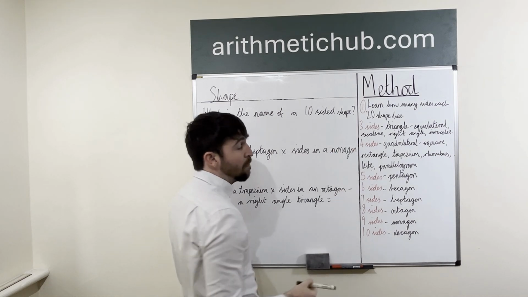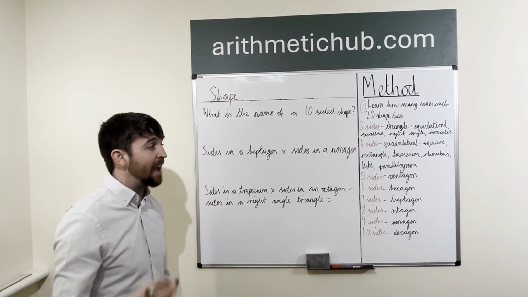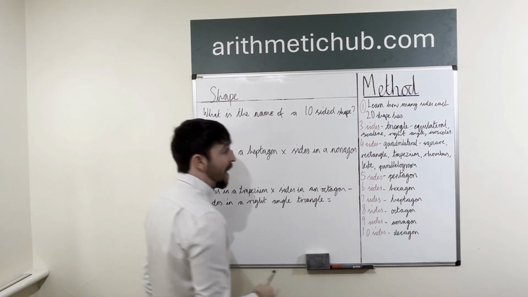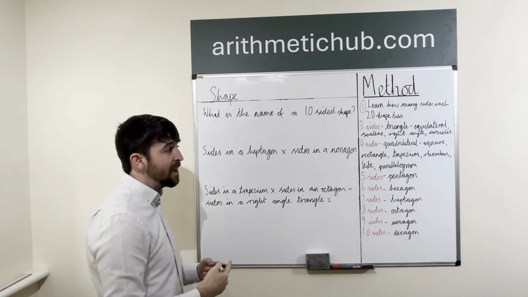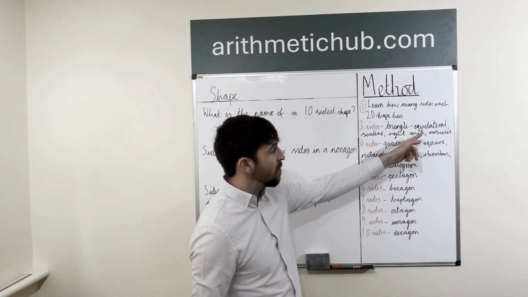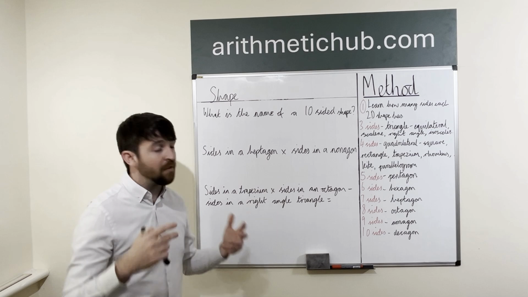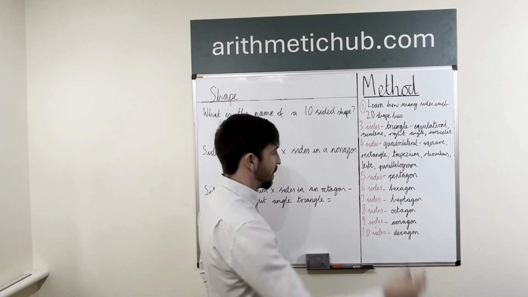So 3-sided shapes are called triangles. But then you have the types of triangle as well. You might have equilateral triangles, you might have scalene triangles, you might have right angle triangles, and you might have isosceles triangles. But all those are just types of triangle. Triangle is a 3-sided shape.